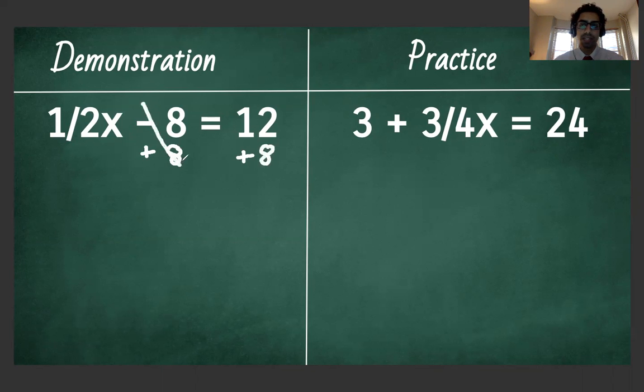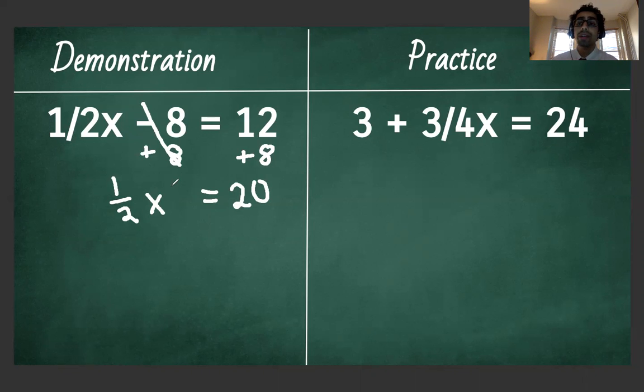This ends up canceling out, -8, +8. This zeroes out. And I end up getting this, 1/2 x equals 12 plus 8 would be 20. Okay. Now, I have the constants gotten out. I have the constant removed, which is awesome.